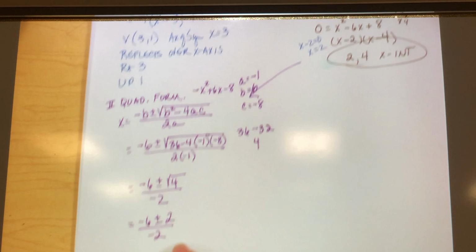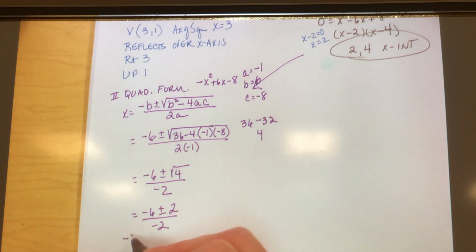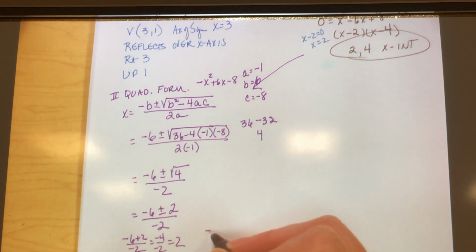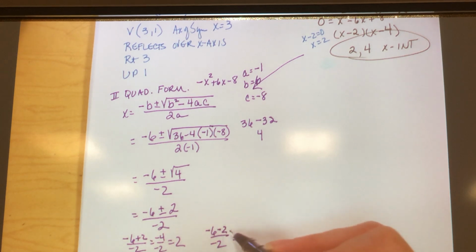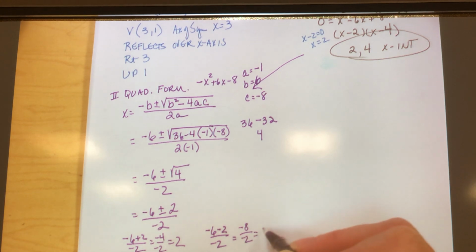So I'm going to separate it, guys. This is just 2 problems. I got negative 6 plus 2 over negative 2. What's negative 6 plus 2? Negative 4. So negative 4 over negative 2. And the other one is negative 6 minus 2 over negative 2. What's negative 6 minus 2? Negative 8 over negative 2, 4. Here's my 2 and my 4, just like I got it there.